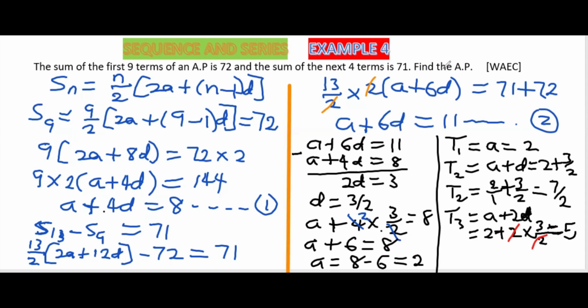If you like, you can find T4. That means our AP equals the first term, which is 2, the second term, which we obtain as 7/2, the third term, which we obtain as 5, and so on. So that's the end of solution to this example 4. From there, we move to example 5.